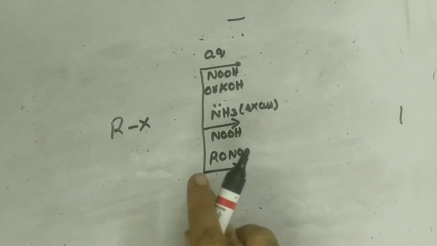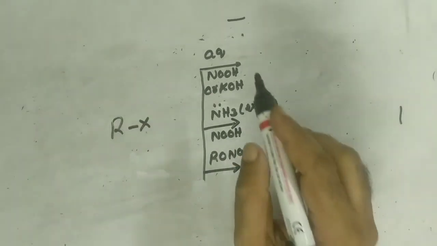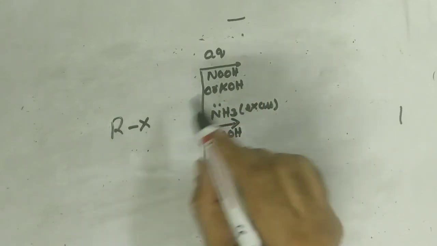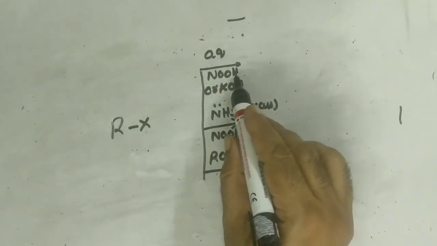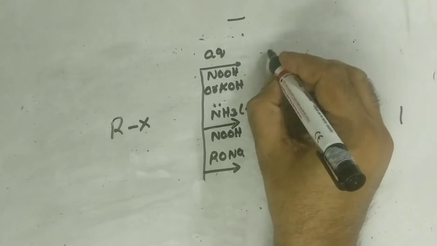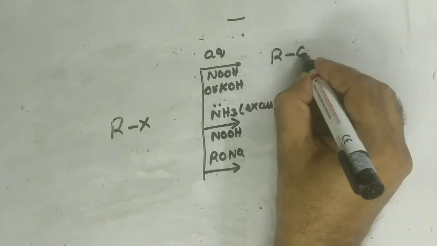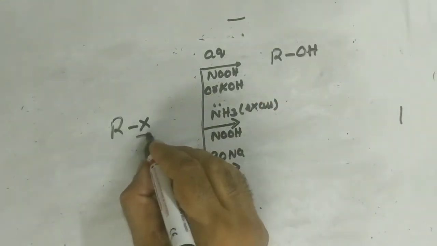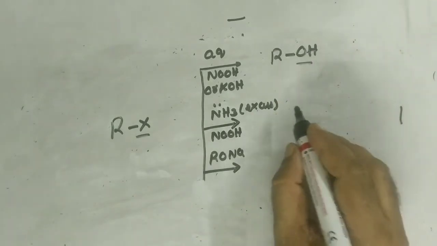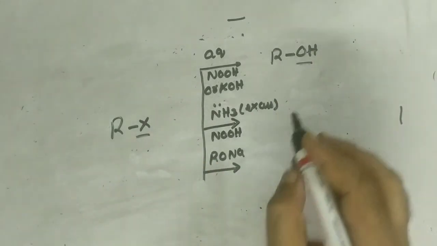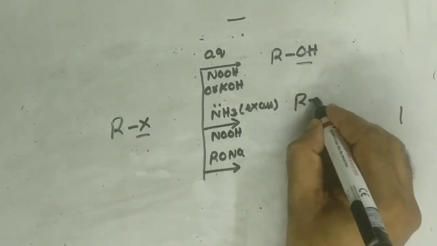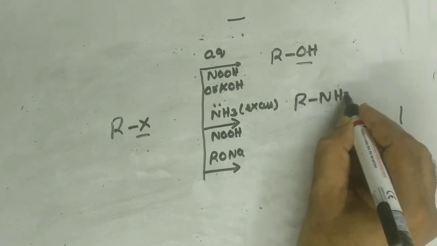So in the first case, what happens when you react RX with aqueous NaOH or KOH? OH minus will replace X. You get the formation of an alcohol. X replaced by OH, OH minus displacing X minus. In the second case, X will be replaced by the group NH2. You get the formation of a primary amine.